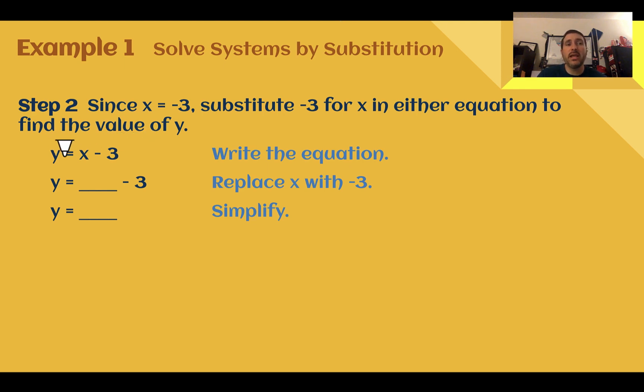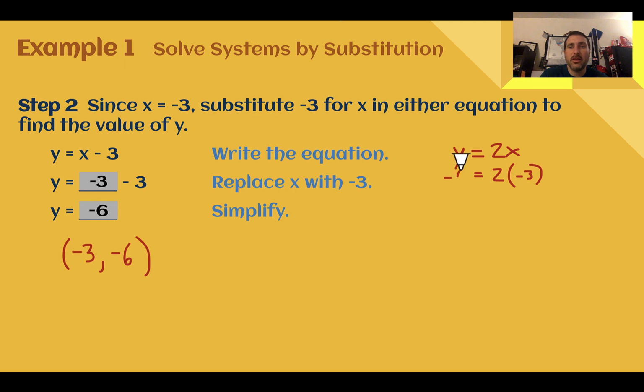So here they chose y equals x minus 3. If I plug in negative 3, I have negative 3 minus 3, I get negative 6. So if I plugged in negative 3 for x, I get out negative 6. We should double check that we get the same thing if we do it with the other one, y equals 2x. If I plug in negative 3 for x, do I get negative 6 for y? 2 times negative 3 ends up being negative 6. So is that true? Yes.